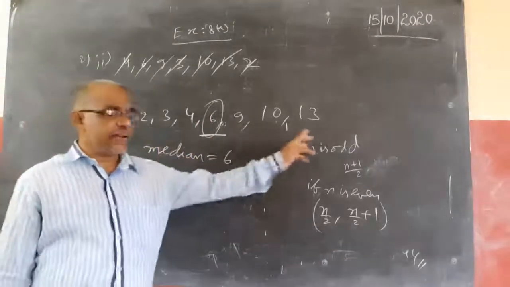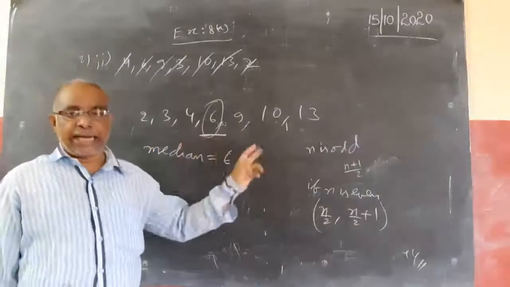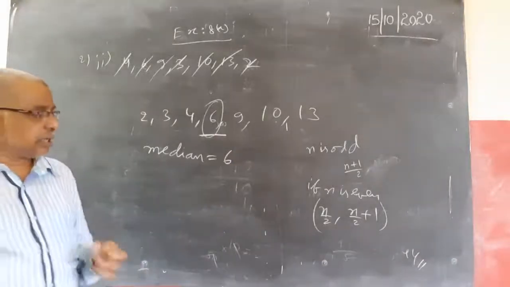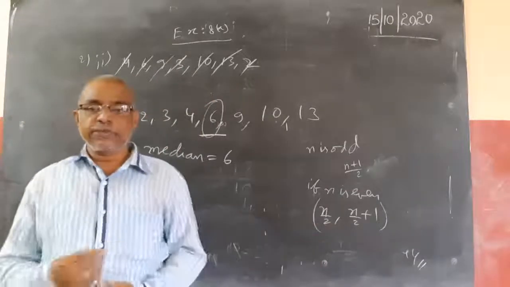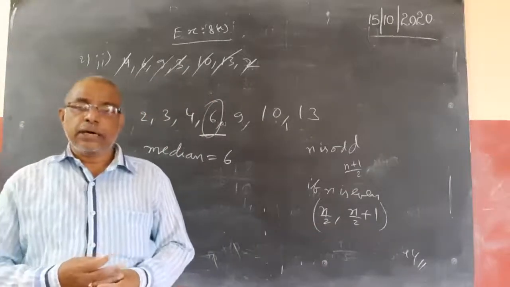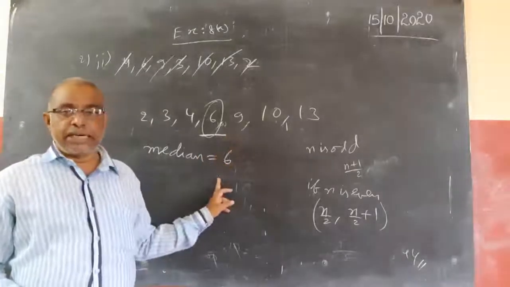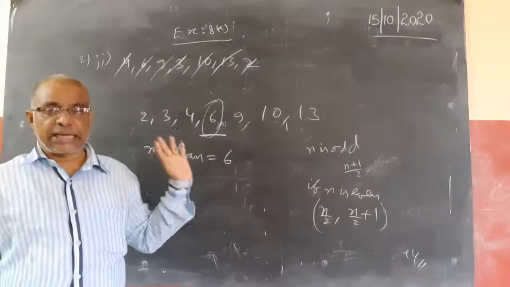First we arrange the given data in ascending order. If n is odd, then the (n plus 1) by 2 term is the middle term. If n is even, there will be two middle terms, and the mean of the two gives you the median. Here there is only one middle term because n is odd, so 6 is the middle term. 6 itself is the median.